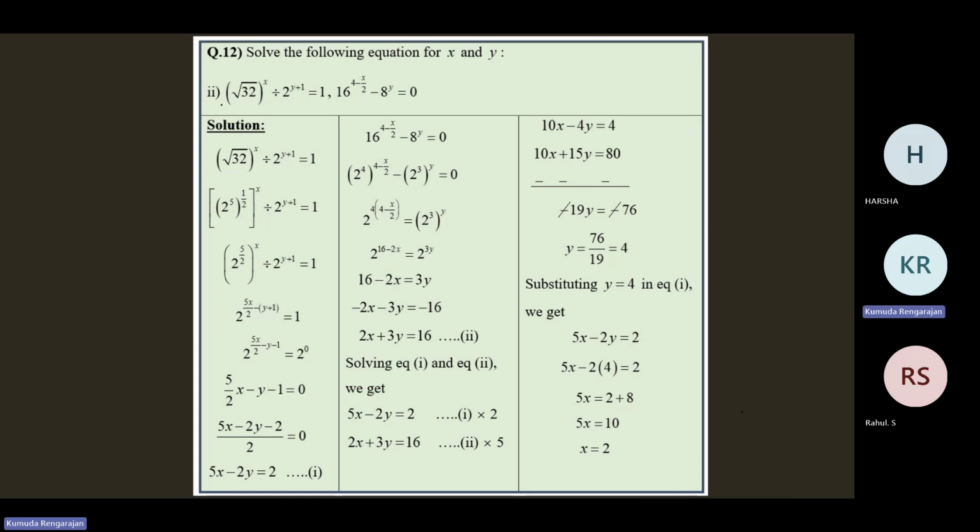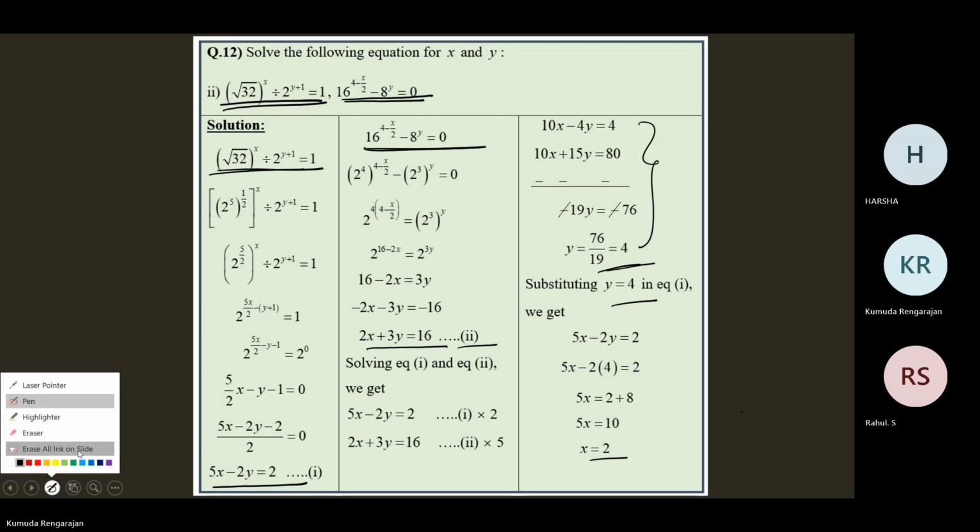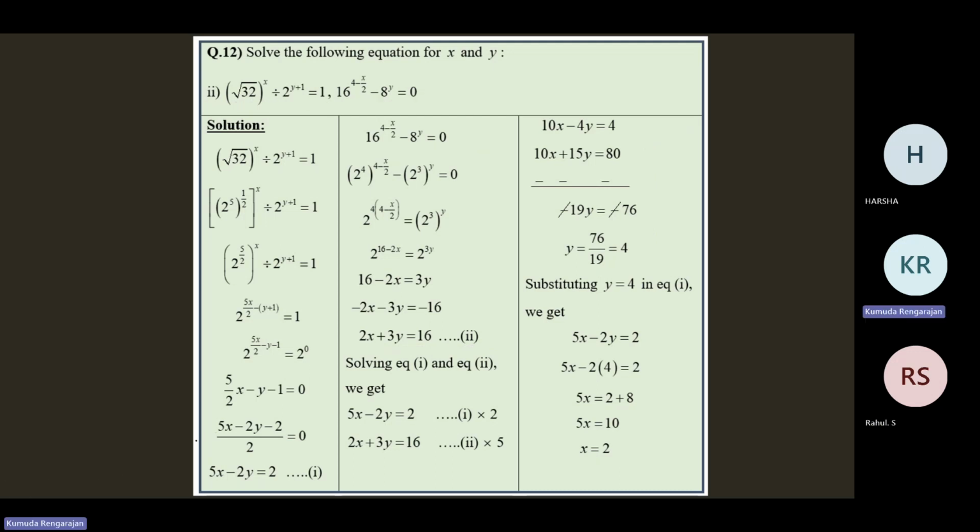Okay, so here also we have two equations. You can see this one and this one. I have worked this in the first column. I've worked this in the second column. So using this, we get a linear equation in x and y. Using this one, we get another linear equation in x and y. And we solve the two equations. We get the value of y first. We substitute and get the value of x. So similar to the earlier one.